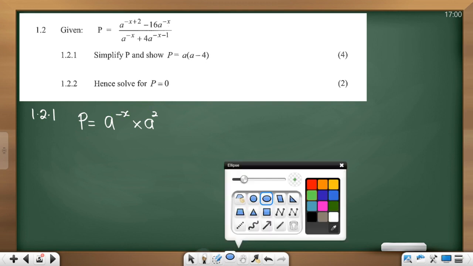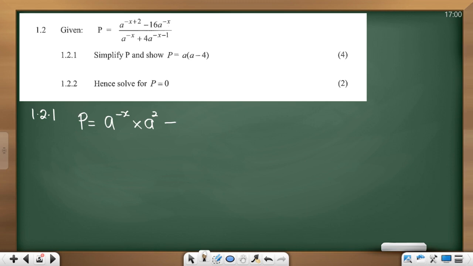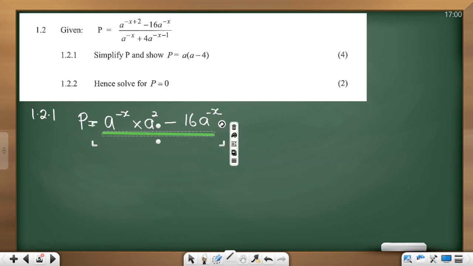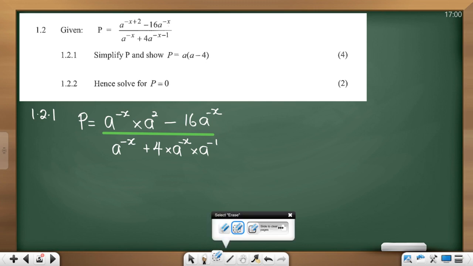Now, what do I have? It's a minus 16a to the power negative x. Okay, let's see where that would lead us. Over 8. I need to get rid of anything x plus 4. Okay, look at this as well. These I can also break down as 4 times a to the power negative x times a to the power negative 1. I hope we're good. This is actually grade 10 work as well.